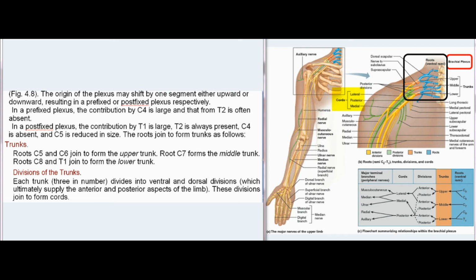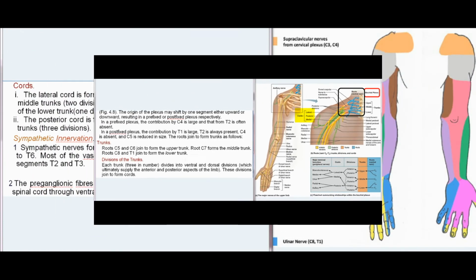Root C5 and C6 join to form the upper trunk. Root C7 forms the middle trunk. Root C8 and T1 join to form the lower trunk. Divisions of the trunks. Each trunk, 3 in number, divides into ventral and dorsal divisions, which ultimately supply the anterior and posterior aspects of the limb. These divisions join to form cords.